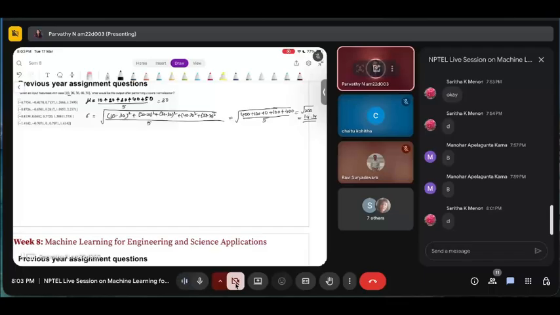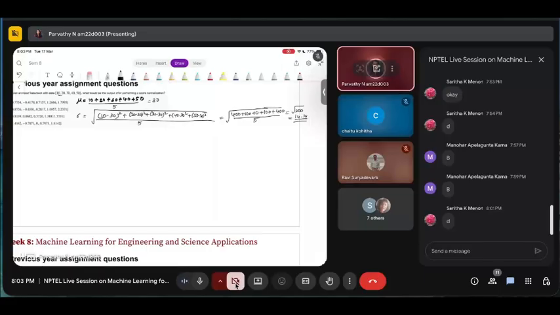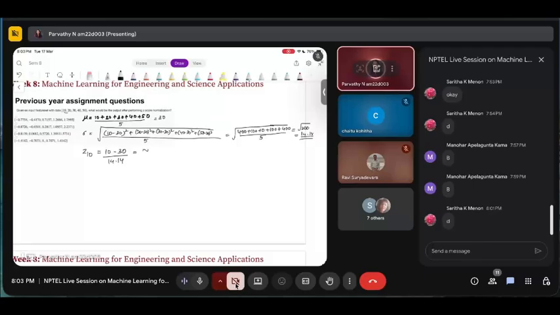So I'll do it for one value. The Z-score value for 10 will be 10 minus 30, the mu value, divided by the standard deviation 14.14. So it will be approximately equal to minus 1.4142. So the correct option is D.